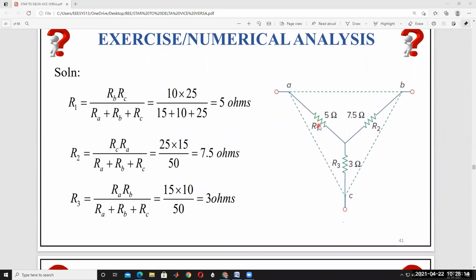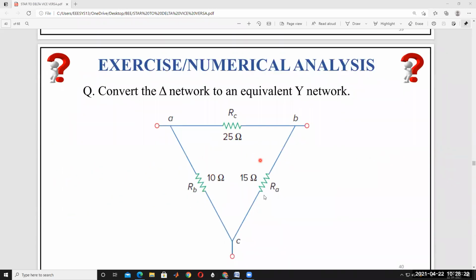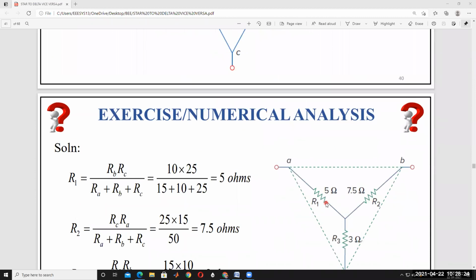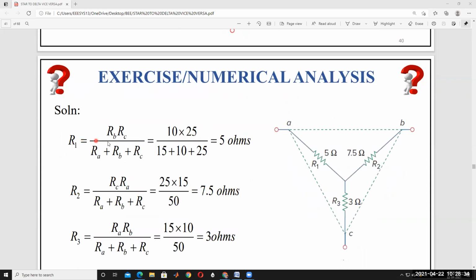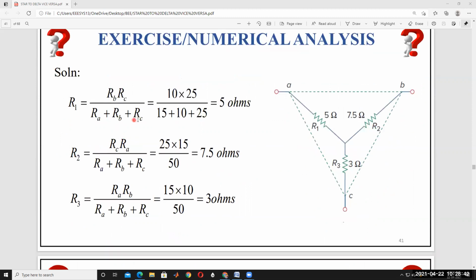This resistance, for example, this is called R1, R2, R3 in the star connected system. So delta to star network. This is called a star network R1, R2, R3. Here R1 is nothing but RB into RC divided by RB plus RC plus RA. Multiplication of this arm resistance and this arm resistance, RB into RC divided by RA plus RB plus RC. Denominator is same. Only the numerator changes.